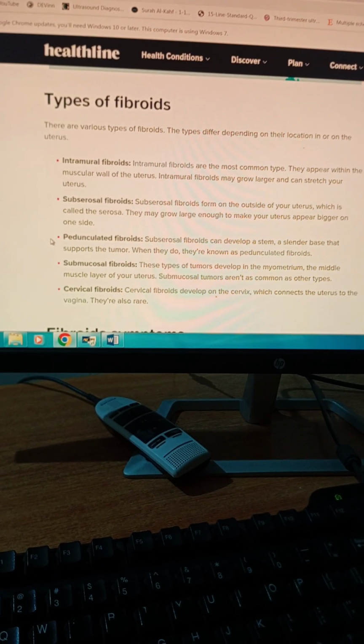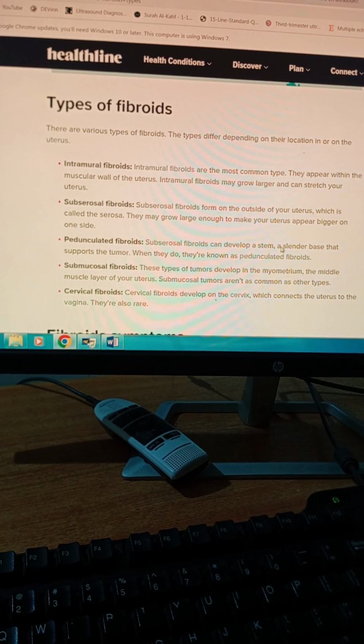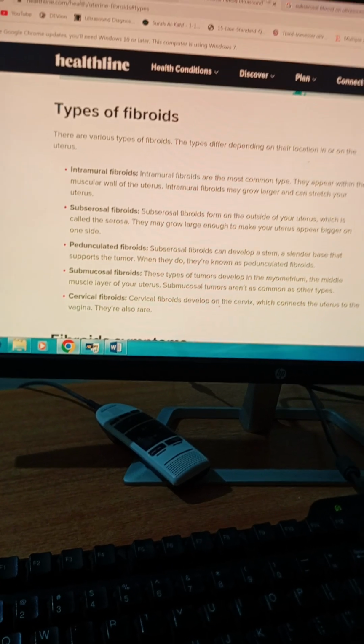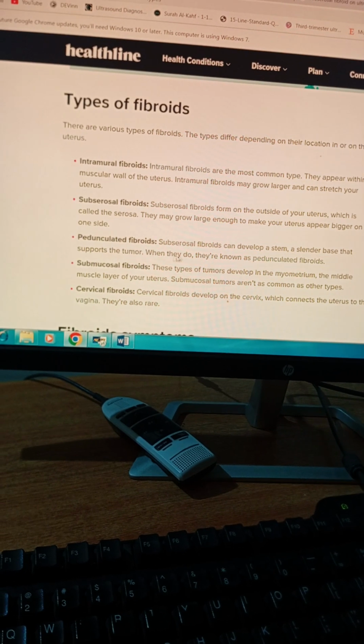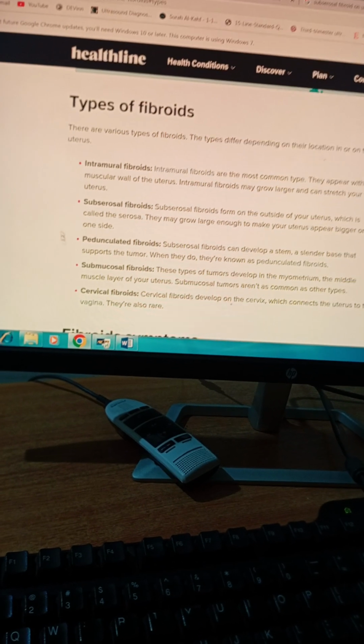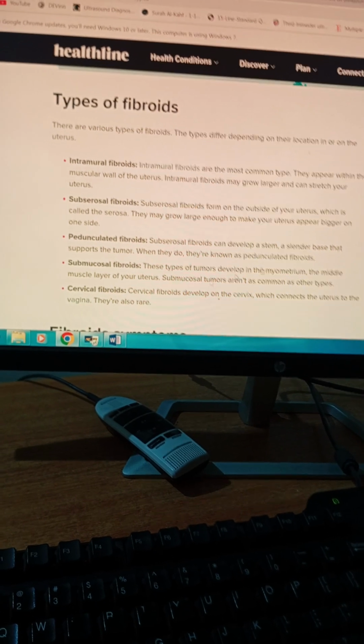Next is pedunculated fibroid. These are also a type of fibroid, but they grow and hang like a stalk at the wall of the uterus. They are benign, they are asymptomatic, and they do not cause any heavy bleeding to the patient.